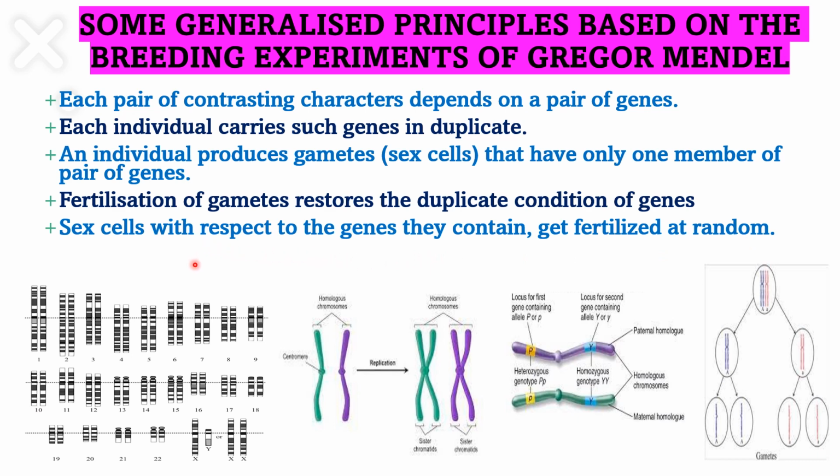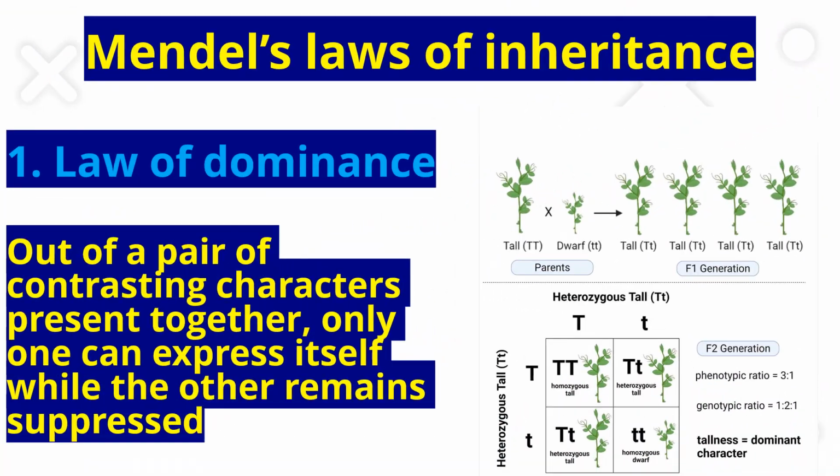You know that Y chromosomes you can see only in males. Some Y-linked genes are there, and those genes you can see only in males. Then sex cells with respect to the genes they contain get fertilized at random. Mendel's laws of inheritance: mainly there are 3 laws. Law of dominance, law of segregation, law of independent assortment. First we can learn the law of dominance. Out of a pair of contrasting characters present together, only one can express itself while the other remains suppressed.